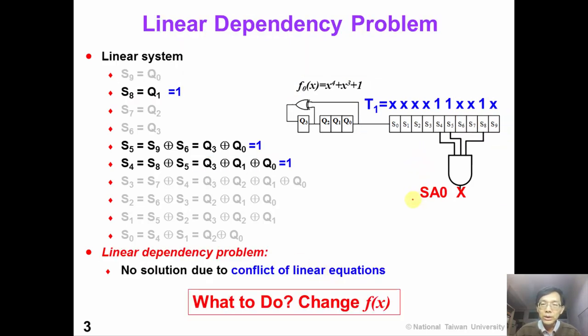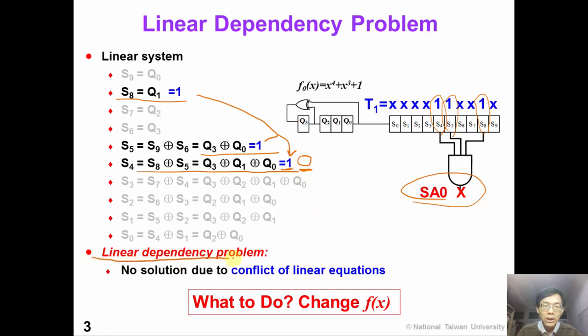Now, suppose we want to detect another fault, where S8 is 1, S5 and S4 are 1. So we can write this linear equation system where Q1 is 1 and Q1 exclusive-OR Q0 is 1. But now, for S4, we have a conflict based on the previous two equations. This value should be 0, but now we want a 1. So we fail to find a solution. This is what we call the linear dependency problem. We cannot find a solution due to the conflict of linear equations. So what can we do to detect the fault?